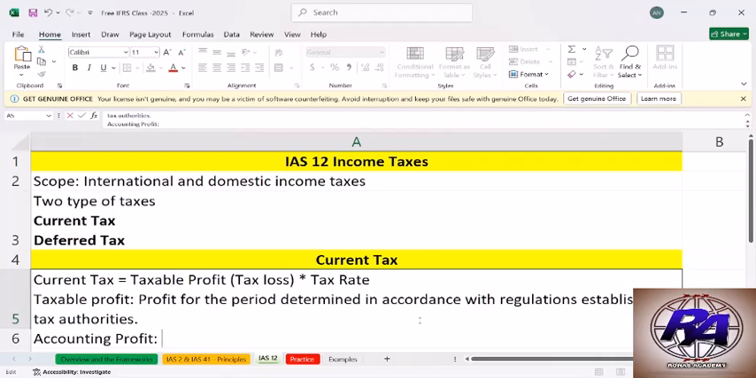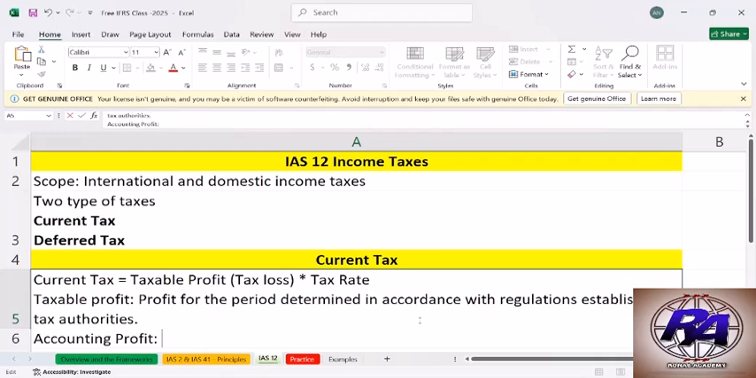And mind you, our current tax is not charged on our accounting profit, it's charged on taxable profit. So any profit determined for the period when we use the regulations, the laws, the rules that have been enacted by tax authorities, that profit is what we are referring to as a taxable profit.